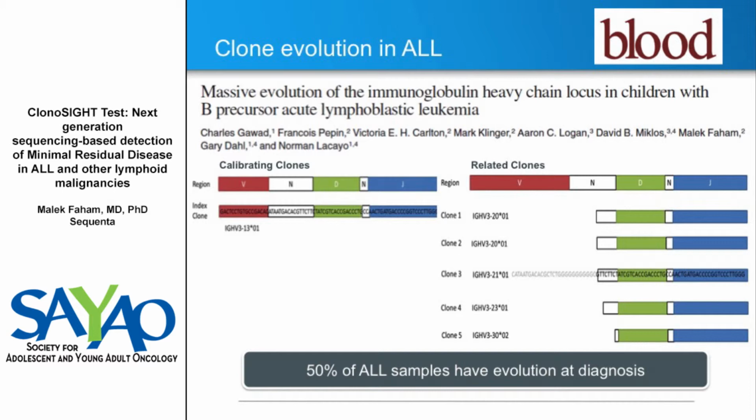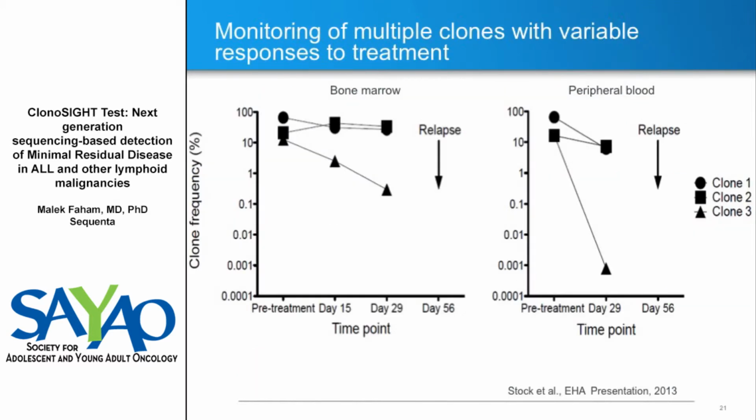But what we have shown here is the extent of it. Since we can look at those cells at very low frequency, we identify a lot more evolution than has been discovered before. And we've seen that 50% of ALL patients have evolution at the time of diagnosis. This is an example where there was more than one clone, where one clone evolved from another one. So we found 3 sequences at the beginning.